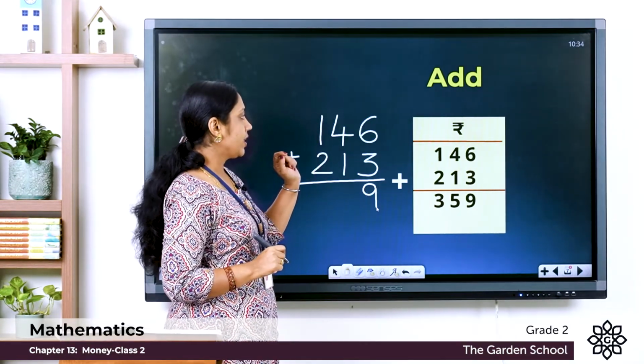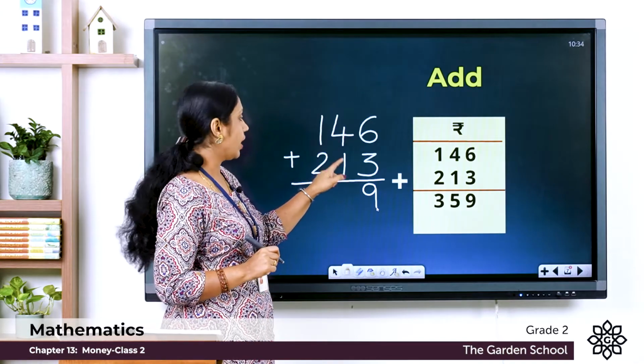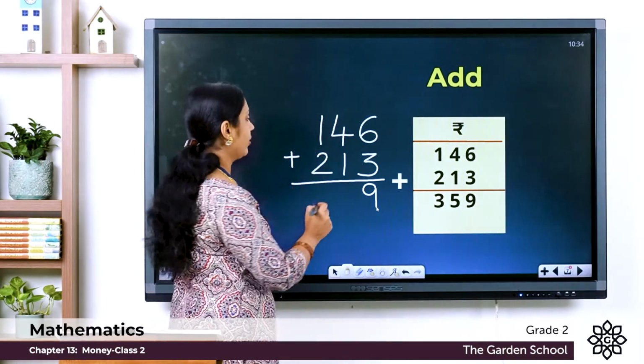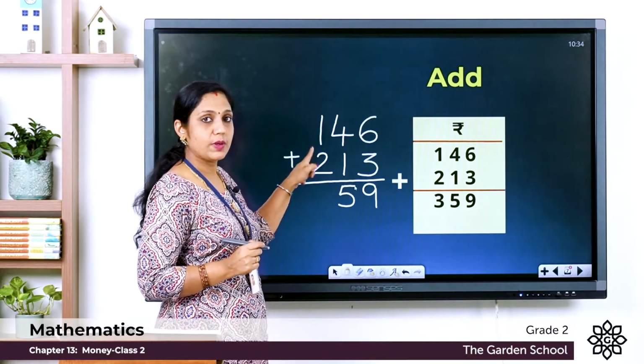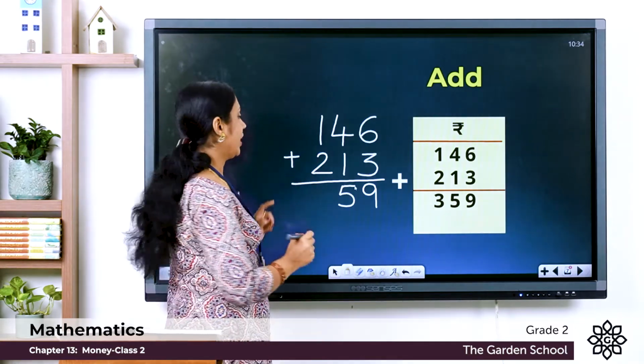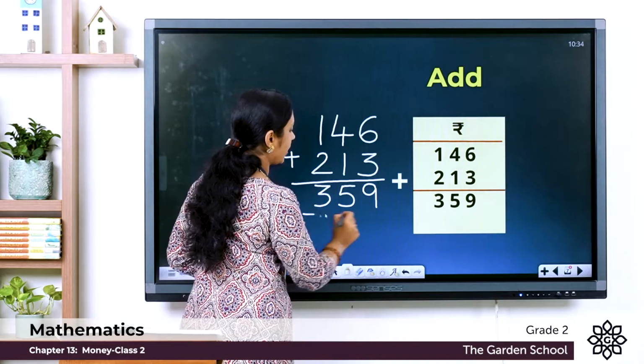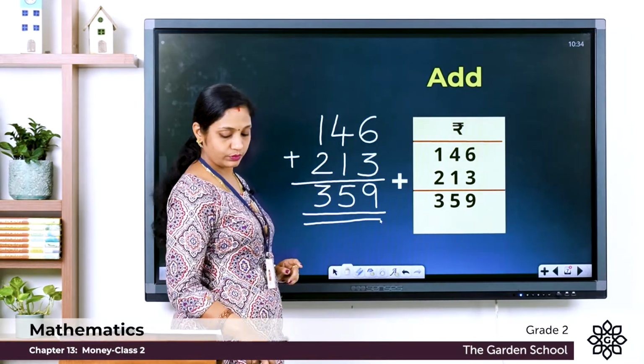Moving on to the tens place we have 4 plus 1. So 4 plus 1 is 5. Let's write 5 here. And in the hundreds place we have 1 plus 2. So 1 plus 2 is 3. Now we have 359 rupees.